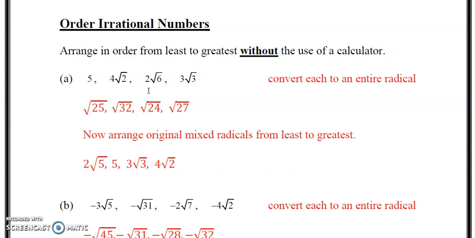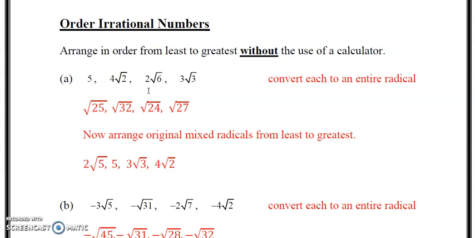So it says in the first question, example A, arrange in order from least to greatest without the use of a calculator. So obviously if you want to rearrange these in order from least to greatest, you just plug them in your calculator. So how you show this without a calculator is you'll notice that you want to have the same radicand, basically the same number underneath the square root sign.